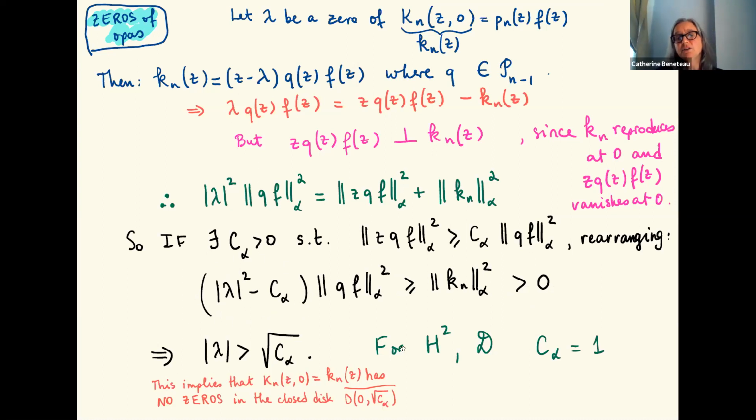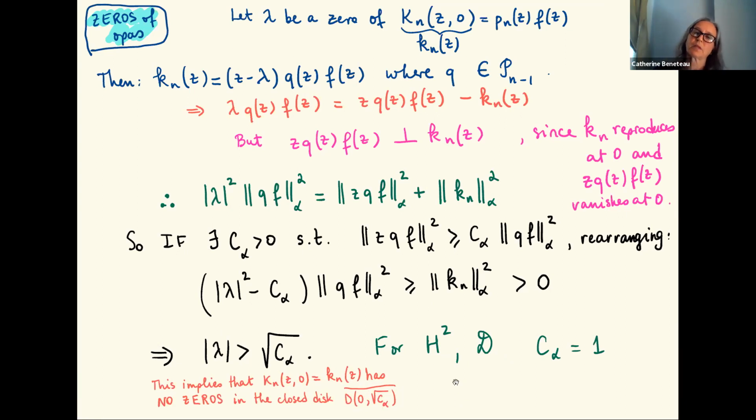So what does that tell me? That tells me that getting an estimate on how multiplication by z acts on the space is related to getting estimates on the zeros of these reproducing kernels, which is natural actually in some sense. So for example, for the Hardy space or the Dirichlet space, or actually any alpha bigger than or equal to 0, this 0 must be strictly bigger than 1. Okay, and in general, for any of the D alpha spaces, what we know is that this reproducing kernel can have no zeros inside this closed disk for whatever this constant happens to be.